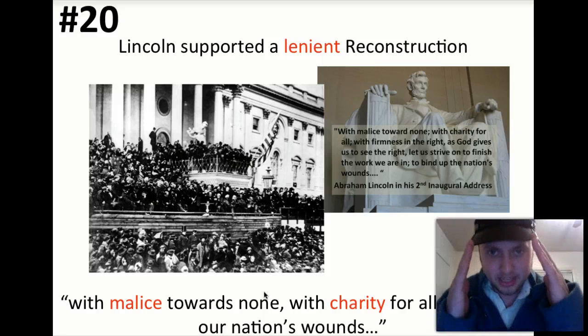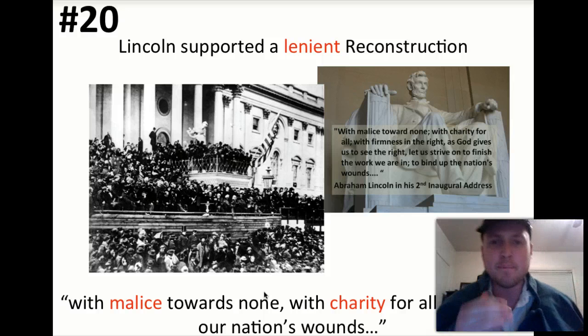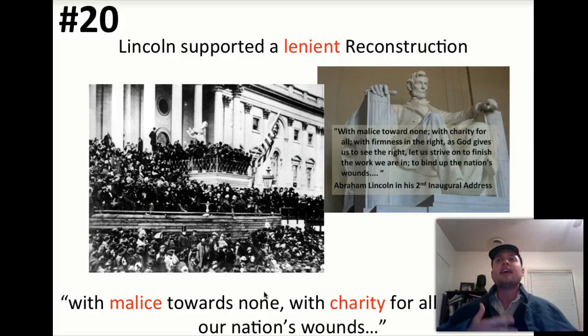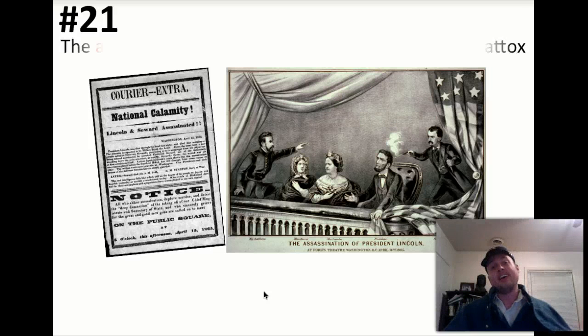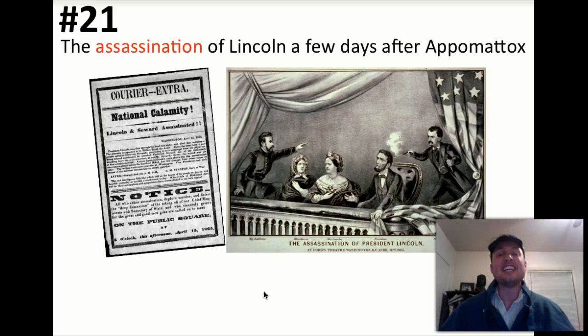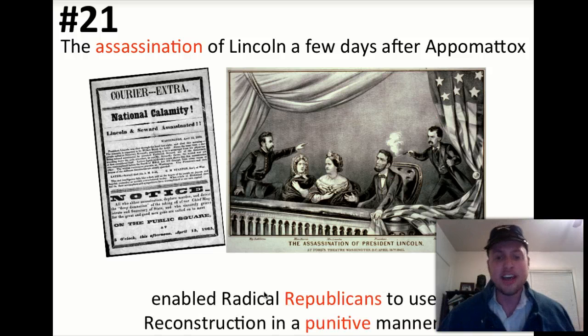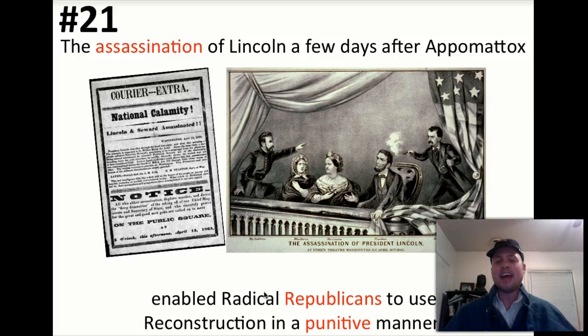Lincoln does not believe this is the opportunity to punish and beat down the South. Instead, let's be gentle to our fellow Americans. Well, great plan. Only problem is the assassination of Lincoln a few days after Appomattox changes all of that. If Lincoln is gone, then the Radical Republicans, is what they were called. They were in Lincoln's party, but they were more radical than Lincoln was, and they want to use Reconstruction in a punitive manner, meaning to punish the South.